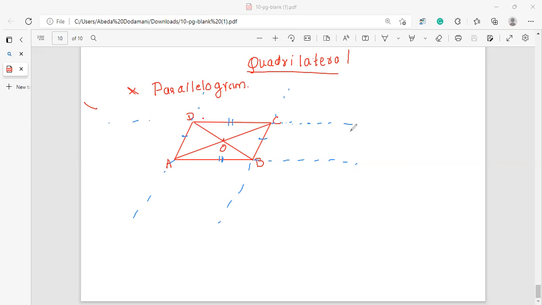So what are the properties of the parallelogram? The first property is in the definition itself: opposite sides are parallel. The second thing is that opposite sides are not only parallel, they are also equal.